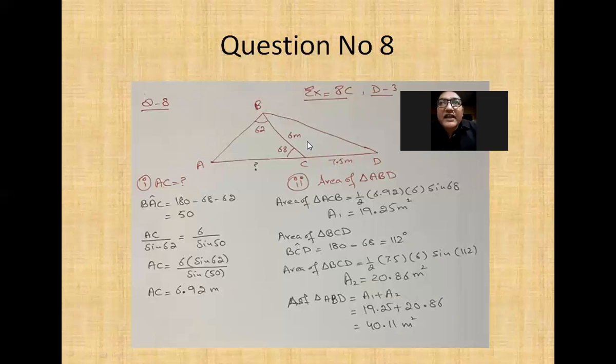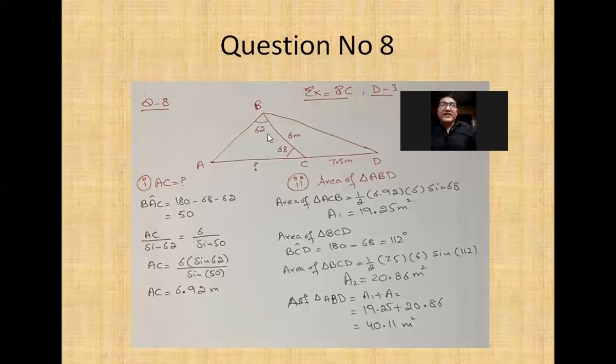The formula is area of the triangle is 1 by 2 into A into B into sine of theta. So the area of the triangle BCD will be equals to 1 by 2 into 7.5 into 6 into sine of 112. So in your calculator, listen carefully, you will write 1 divide 2 multiply 7.5 multiply 6 multiply sine 112 equals to, and the answer will be 20.86, and it will be meters square.